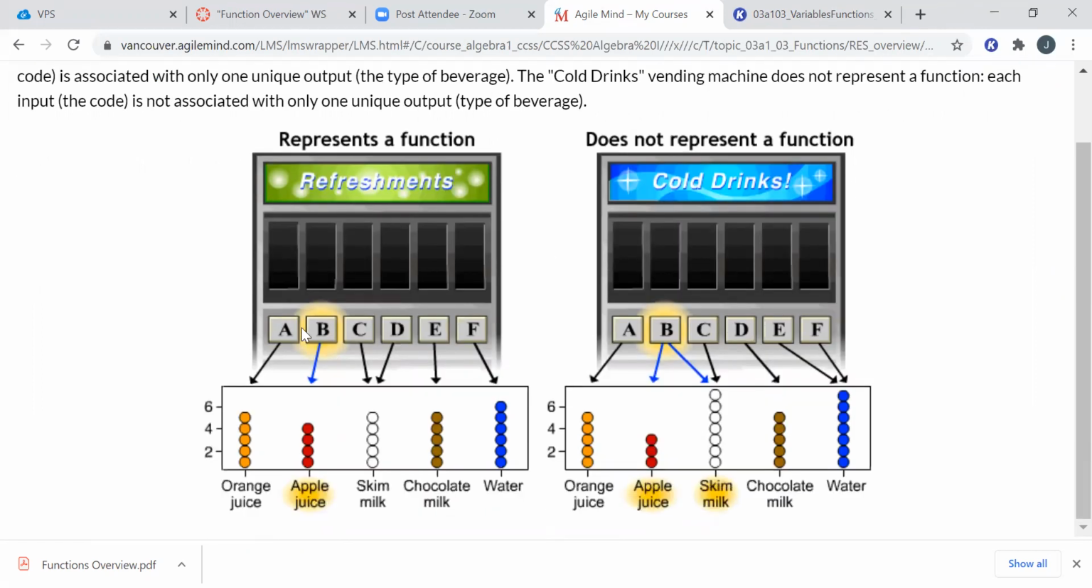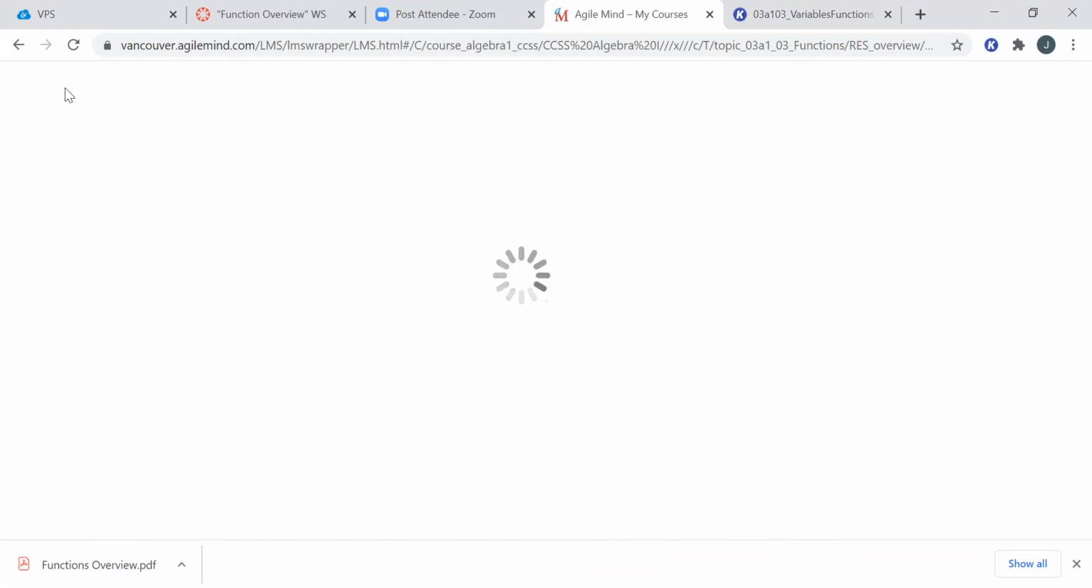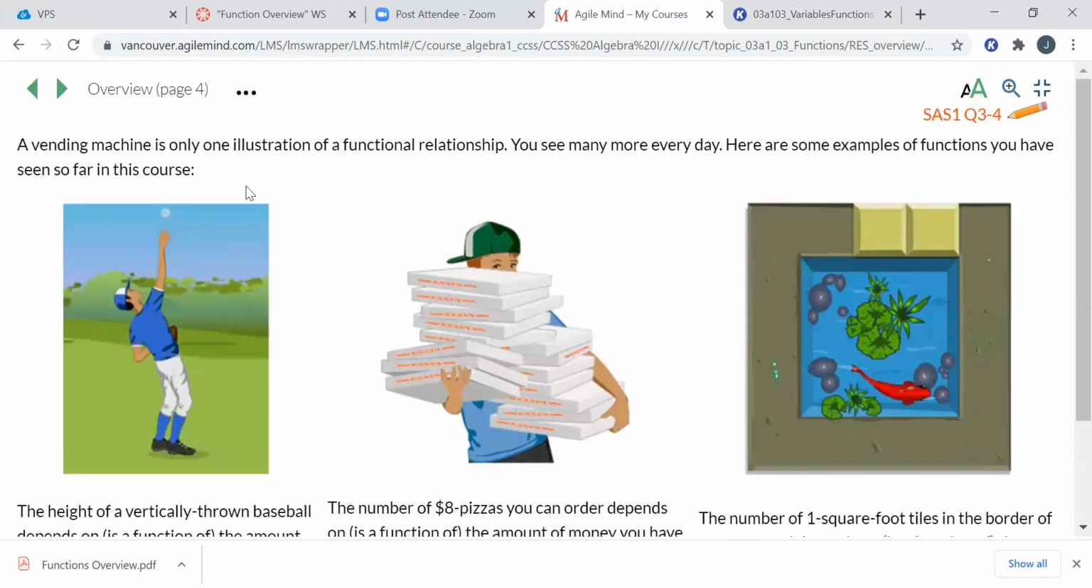So if I push a button, I will always get the same thing out. Even if C and D give me the same thing as each other, they're still dependable. But on the second one, B is not dependable. It will give me apple juice or skim milk, and I want one or the other. I don't want the machine to choose for me. I want to be able to pick based on what button I push. That's the difference between a function and a non-function.